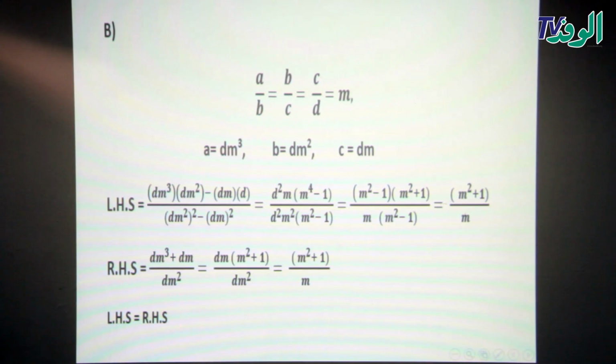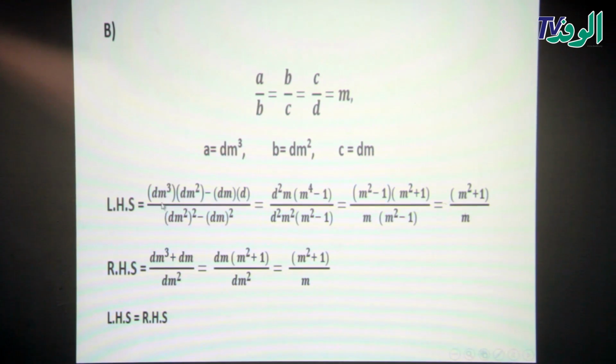Since A, B, C and D are in continued proportion, we can write A over B equals B over C equals C over D equals a constant M. So we can find A, B, C in terms of D and M like this: A equals dm to the power of 3, B equals dm to the power of 2, C equals dm. Then we are going to replace A, B and C in both sides by dm cubed, dm squared and dm like this.